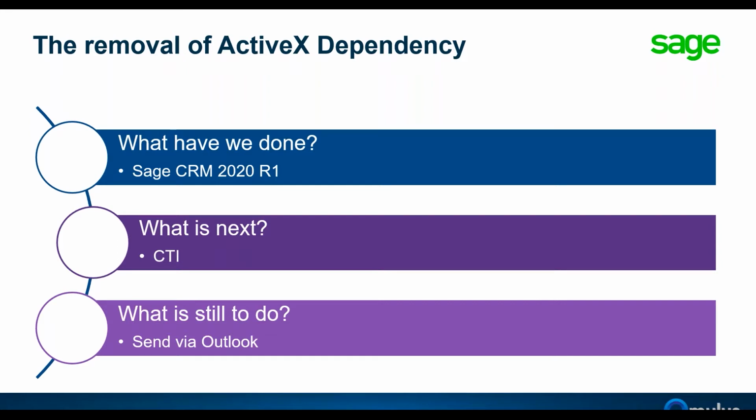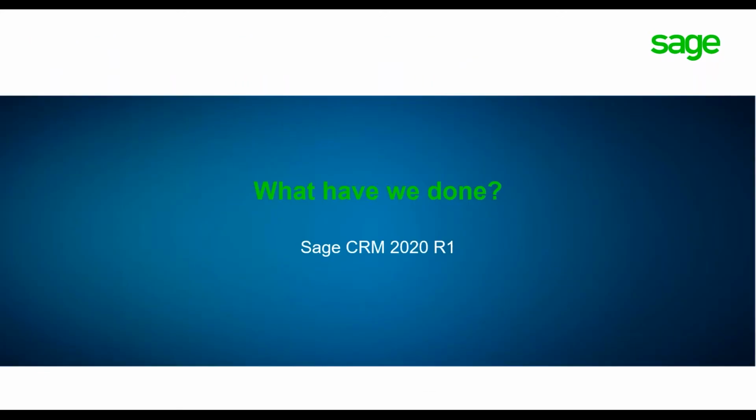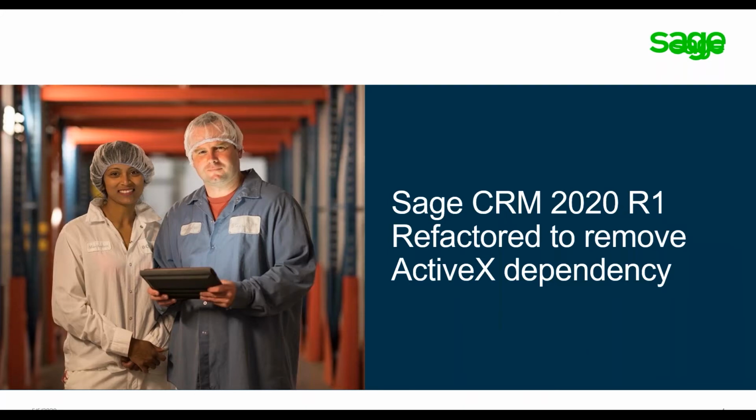Yes, sure. So what have we done? We've got what have we done, what's next, and what is still to do. And so this is a big question about what have we done in 2020. Can I chip in there with a why rather than just a what? Because I just want to do a high-level explanation of the reasons why we are retiring ActiveX.